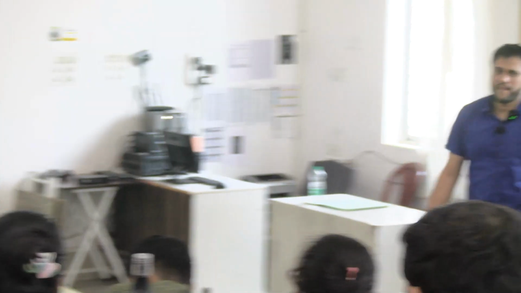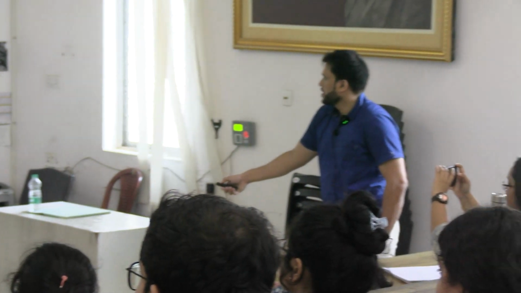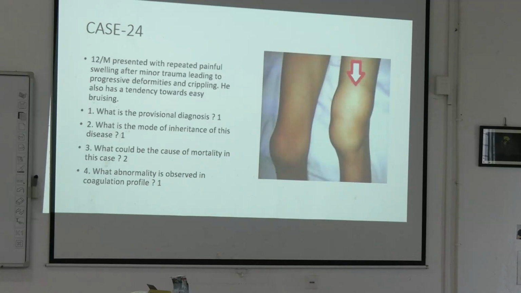What is this? What is this thing called? Why can a person with hemophilia die? Very rarely humans can die. Why can they die? A trivial injury can cause intracranial hemorrhage. Hemarthrosis, a patient will not die. That will cripple you, but you are not going to die.